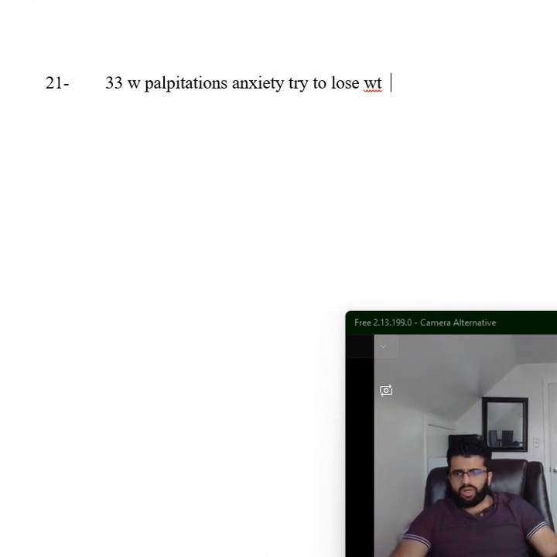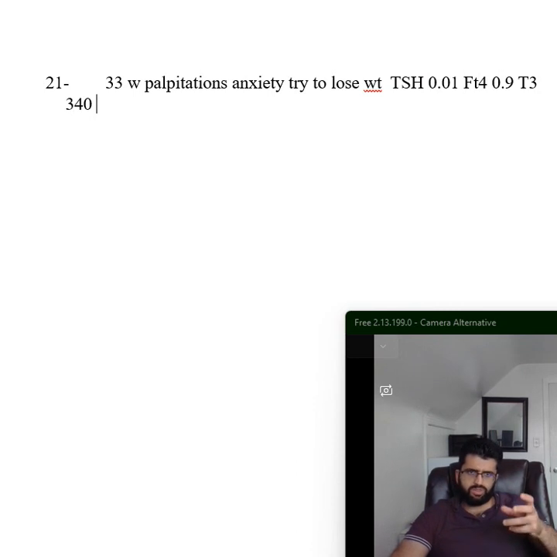Okay, so you do a regular lab, thyroid panel, right? You do TSH, it's 0.01. You do free T4, it's like 0.9. It's very low, both of them. But here's the shock: when you do T3, it's 340. This is very high, normal is like 60 to 80.